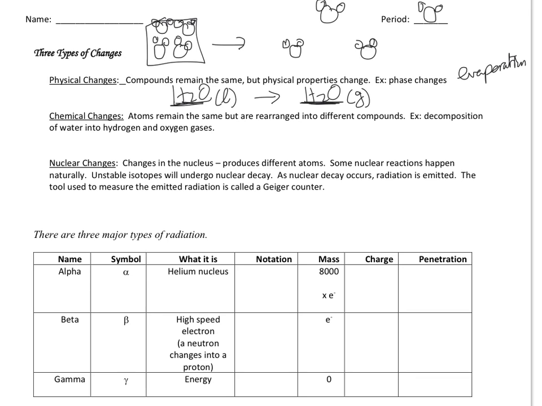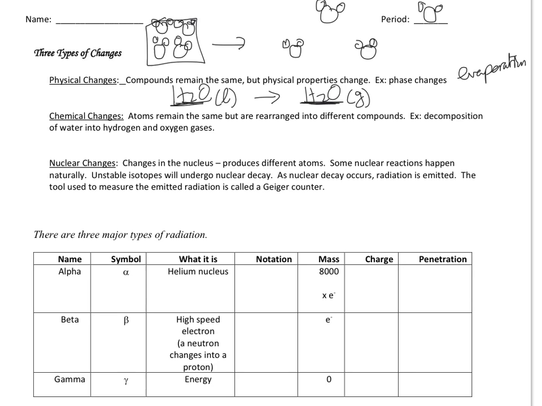Then we have chemical changes, and we're going to talk about chemical changes a lot throughout this year. Chemical changes alter the compounds or alter the formulas, but the atoms or the types of atoms, the elements that are involved, remain the same. So the atoms remain the same, but are rearranged into different compounds. For example, the decomposition of water into hydrogen and oxygen.